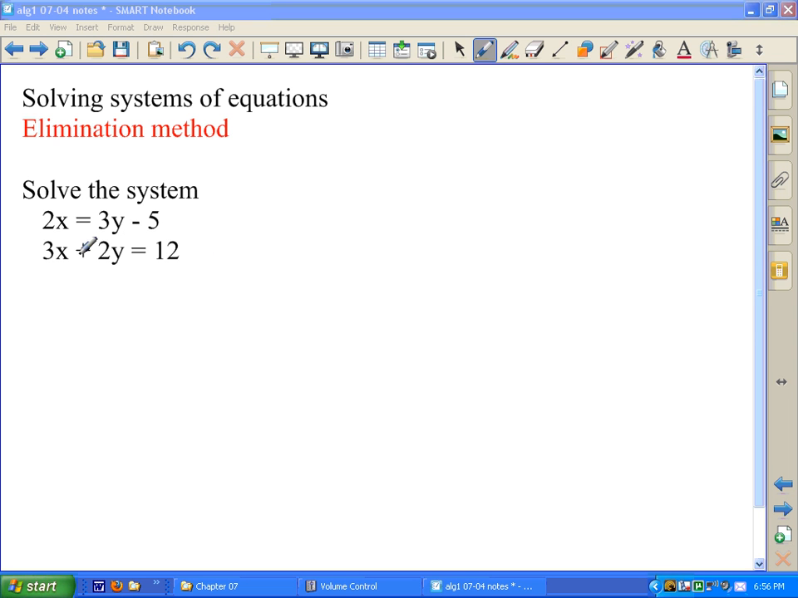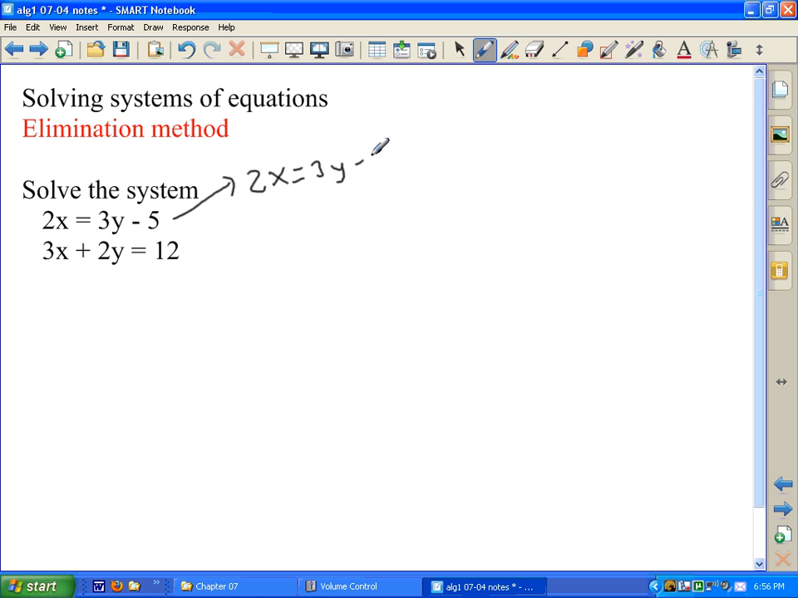We're going to solve this system by using the elimination method. The first step is to get your equations where your x's, y's, equal signs, and numbers are all lined up. And so that means also putting these equations in standard form. This first equation is not in standard form. 2x equals 3y minus 5.